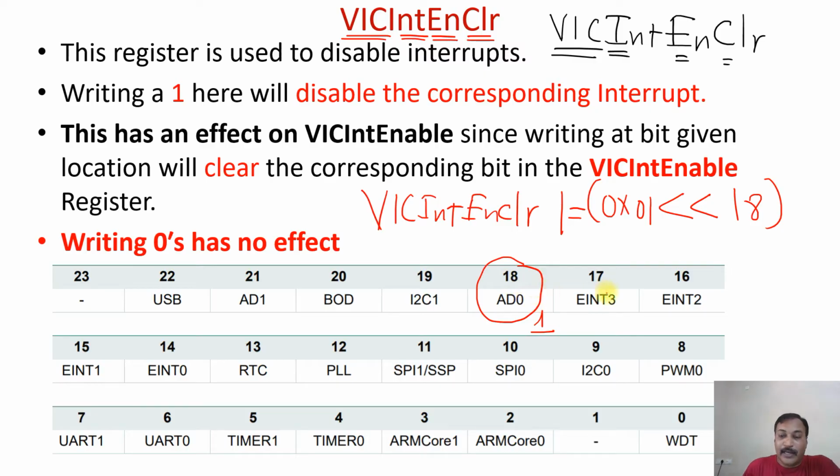Next one, similar to the interrupt enable SFR, writing a 0 doesn't have an effect here. So don't write a 0, because writing a 0 doesn't have any effect. Writing a 1 will disable an interrupt source. Writing a 1 will clear a particular bit in the enable SFR. Writing a 0 doesn't have any effect. That is something that you have to understand.